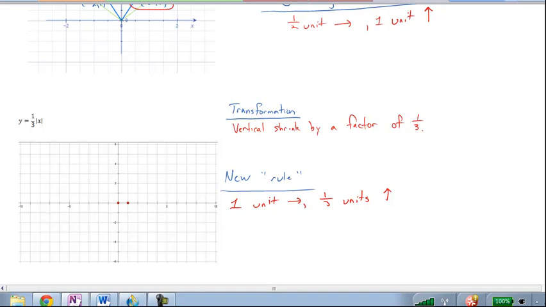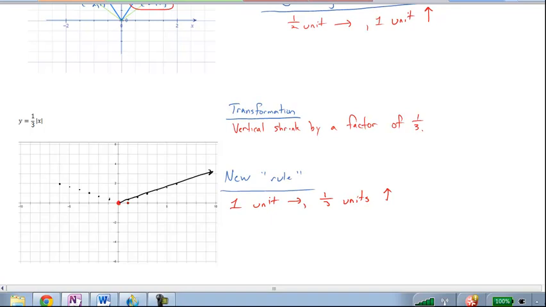The home base hasn't gone anywhere. The home base is still at 0, 0. Now I go over 1 unit to 1 and I go up to 1/3. Go over 1 more unit to 2, I go up to 2/3. When I go over 1 more unit to 3, I go up to 1. And I could continue that, over 1 to the right, up 1/3, and then I could turn it over to the left and go over 1 unit to the left, up 1/3, over another unit, up 1/3. Continue to sketch out the possible points and connect them.